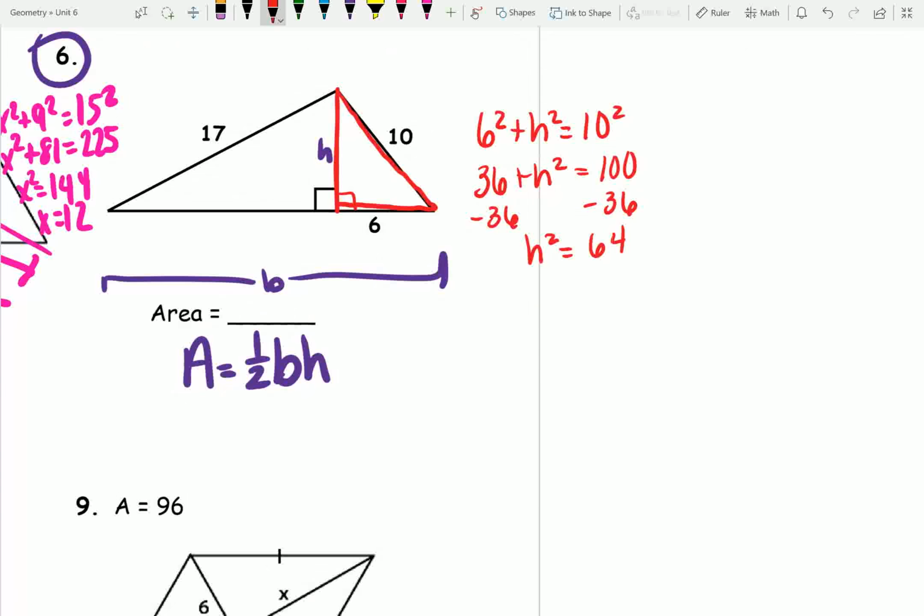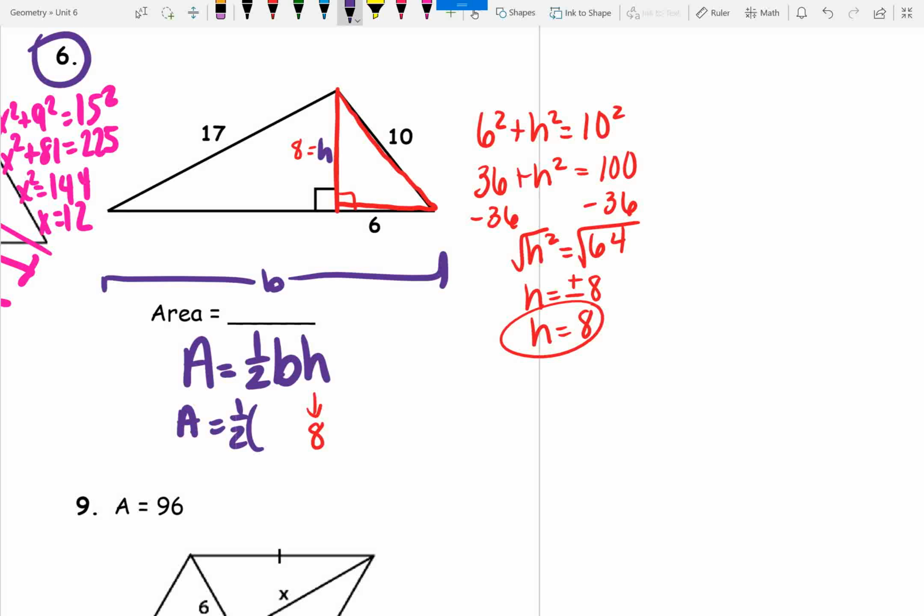In order to get just h, I'm going to do the inverse of the square. So I'm going to square root, which leaves us with h equals plus or minus 8. Because this is a distance, we're only going to take the positive version. So h equals 8. We have our height, so I'm going to plug that into our equation. Okay, so there's our height.